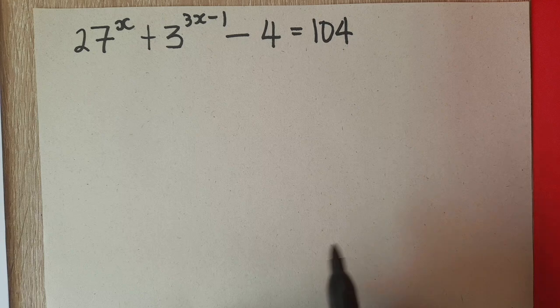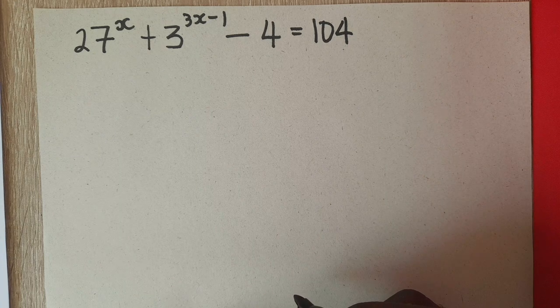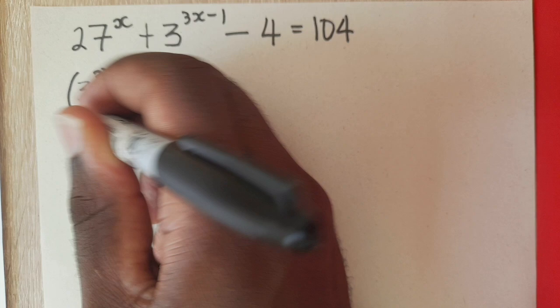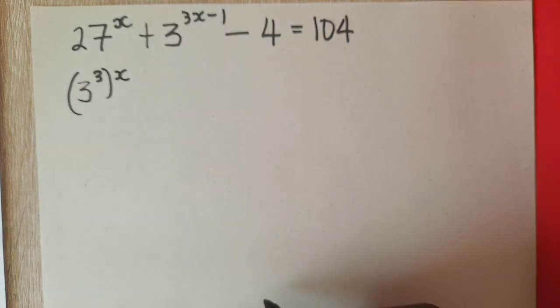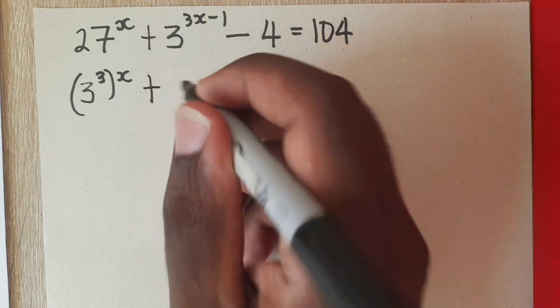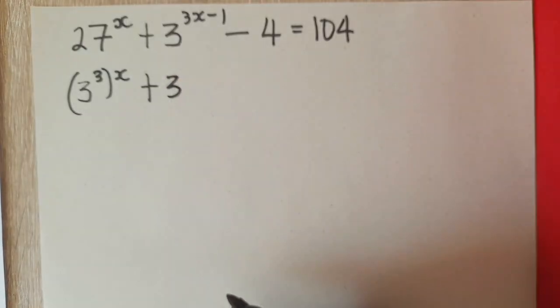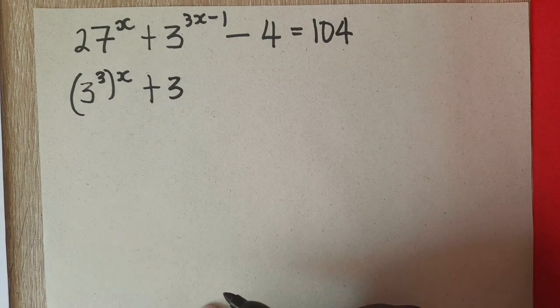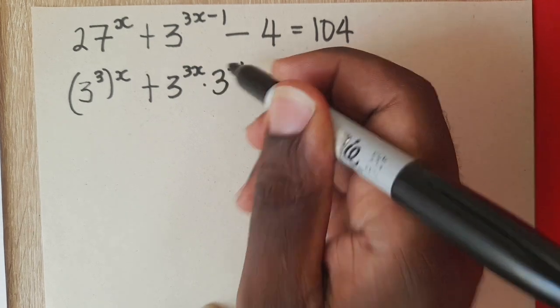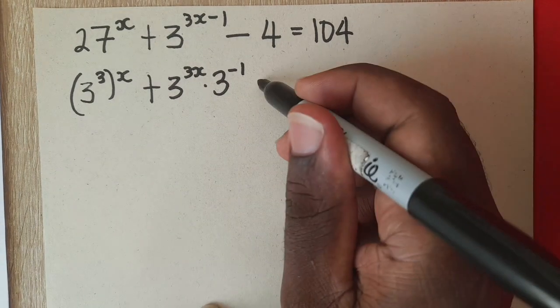So the first equation we're going to deal with has exponents and it's an equation. So that means we need two concepts from math to solve this, and that's algebra. We'll start off by rewriting 27 into exponents, and that's going to be 3 to the power of 3 parentheses x. And then the second term, we are also going to rewrite it, and we're going to have 3 to the power of 3x. We can separate them because of the laws of indices or exponents, and 3 to the power of negative 1.